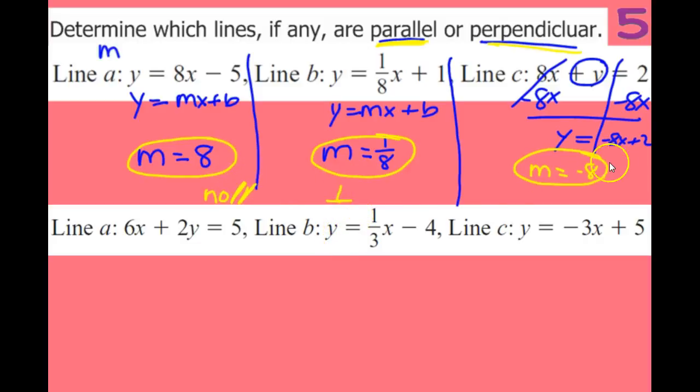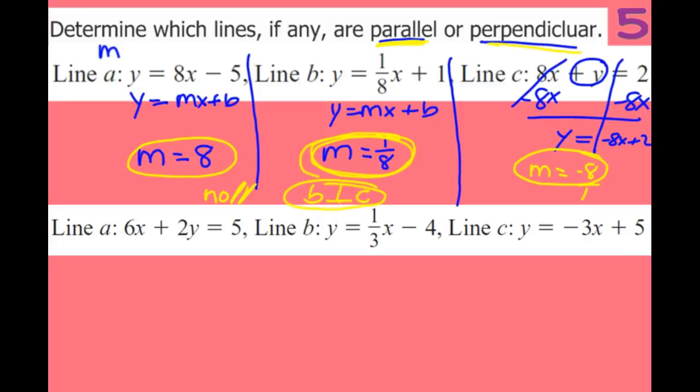Are any opposites, one negative and one positive? Well, here's a negative, so either of these could be opposites in that sense. But instead of 8 over 1, which one's 1 over 8? Well, this one right here is. So B and C, they're opposites, negative, positive, and flipped. 1 over 8, 8 over 1. So line B is perpendicular to line C.